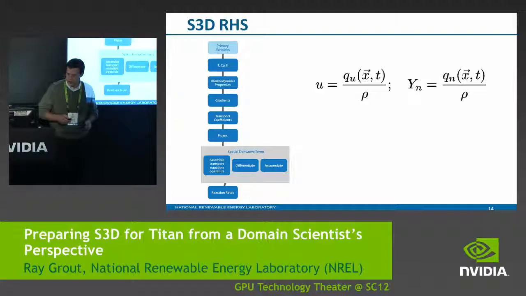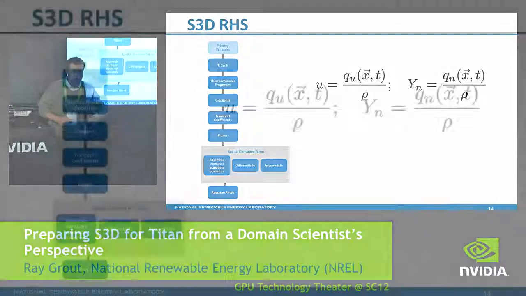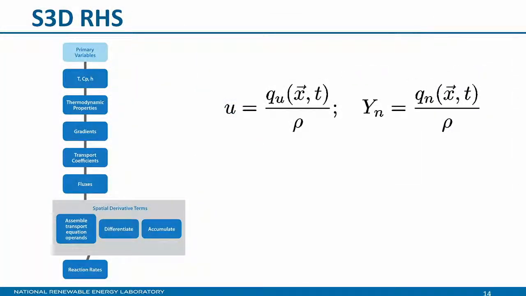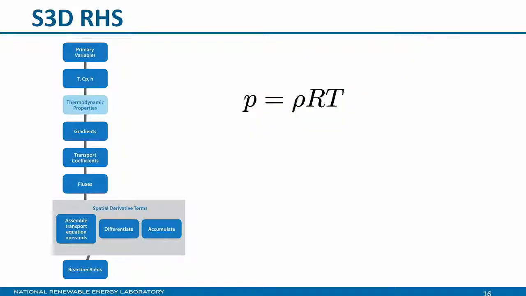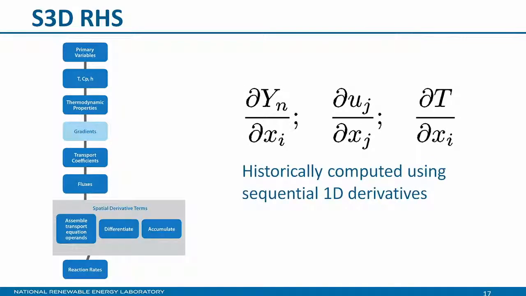So let me run through quickly what the right-hand side looks like. It's basically a linear tree where we're evaluating a bunch of fairly lightweight things. We're solving intrinsically for density-weighted variables, so we need to extract primitive variables. We solve for energy, and we need to extract temperature. That's a solve for temperature in a polynomial expression, and traditionally we tabulate those polynomials to accelerate that. Then there are some thermodynamic properties and equations of state. We have to compute the gradients of all these things, so this is where we have halo data and communication.